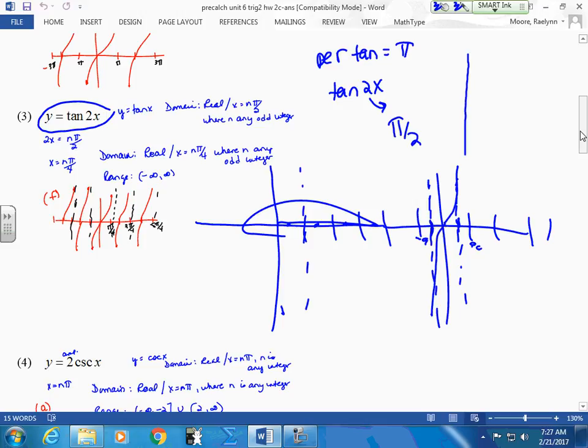Let me do 2 different colors on here. Here are your 90s. This is normally where your tangent curve goes, isn't it? Right here. So I need to make 2 of them now. I need to put 2 of them in here. But I still have to go through the 0. So I'm going to cut this in half and start it here.